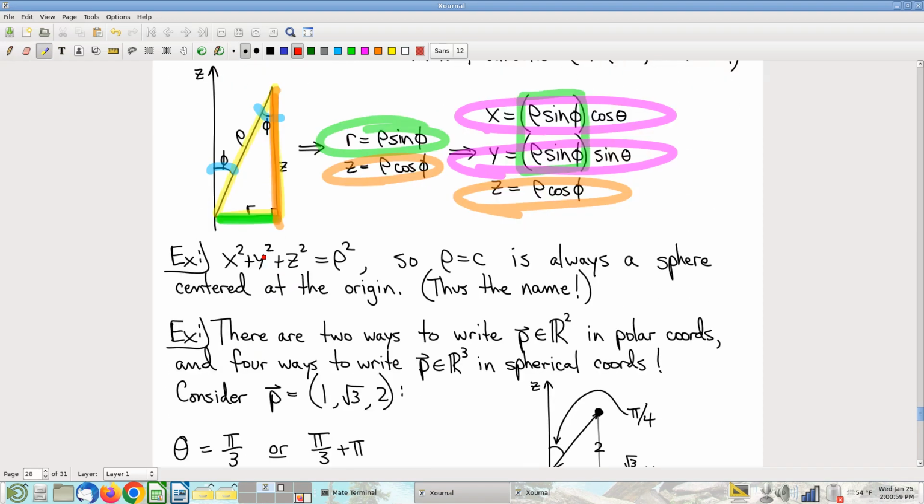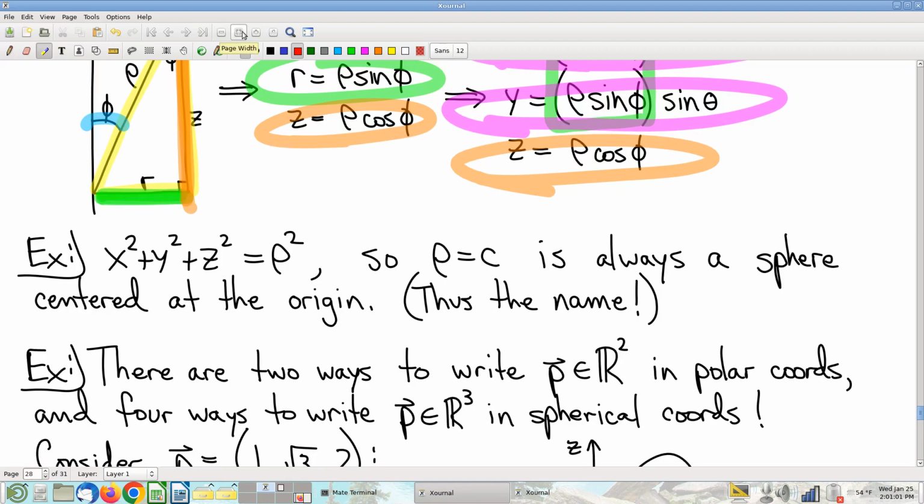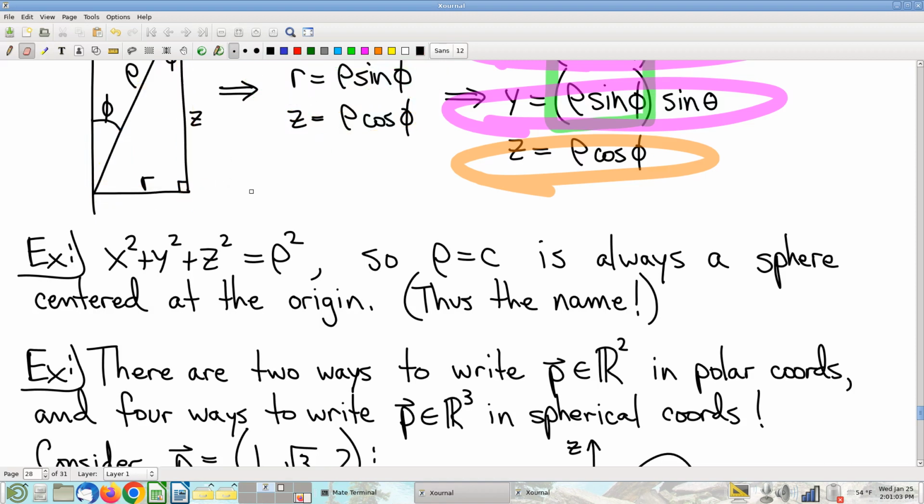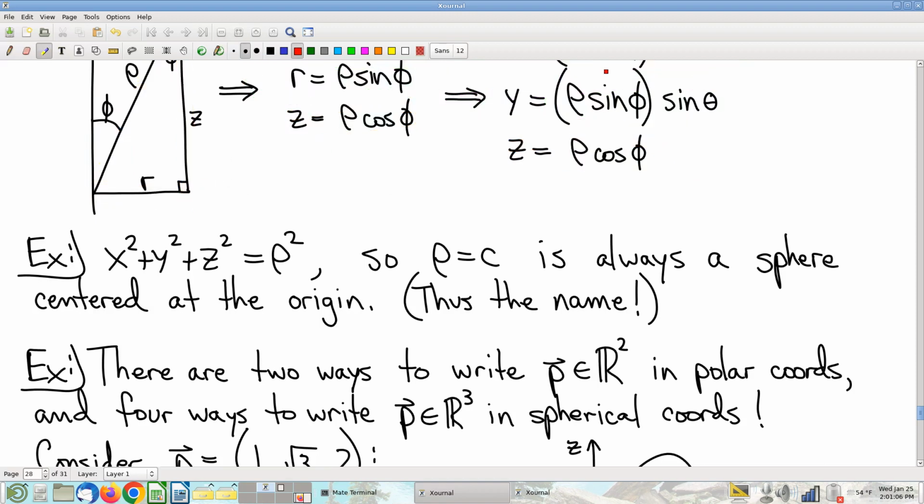Alrighty, couple of examples. Sphere. Much easier to write a sphere centered at the origin in spherical coordinates. And again, thus the name. Right? Okay. All right. Let's see here.